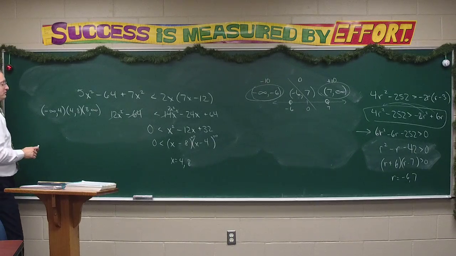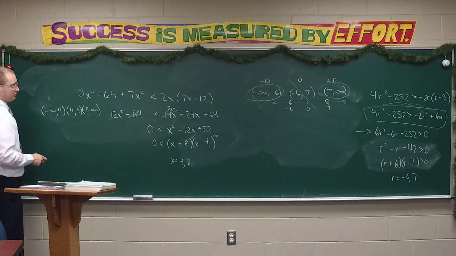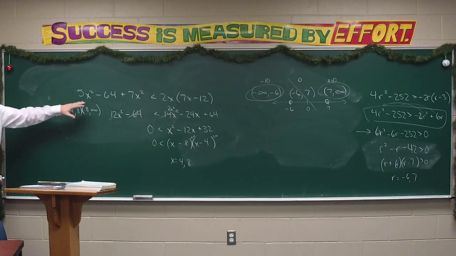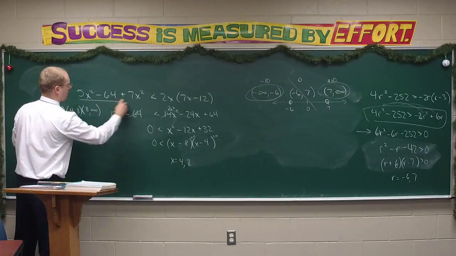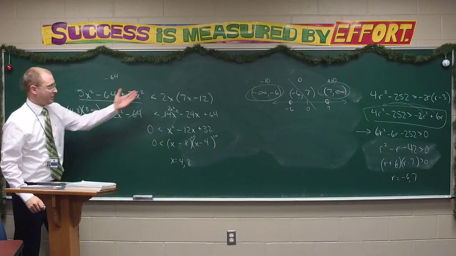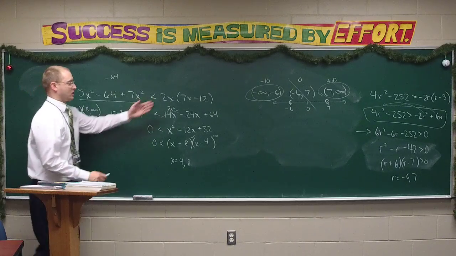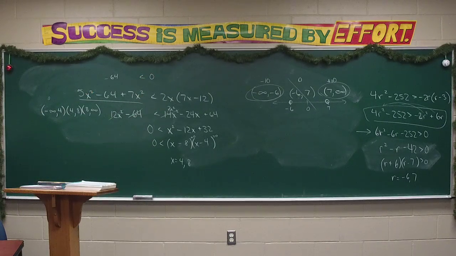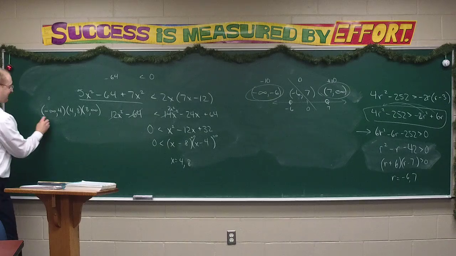We can do 0. So you're checking the 0 right now. What comes out on this side? Negative 64, because anything with an x disappears. And what about on this side? 0, because you put a 0 in there and distribute it. Negative 64, is it less than 0? No. You can circle that one.